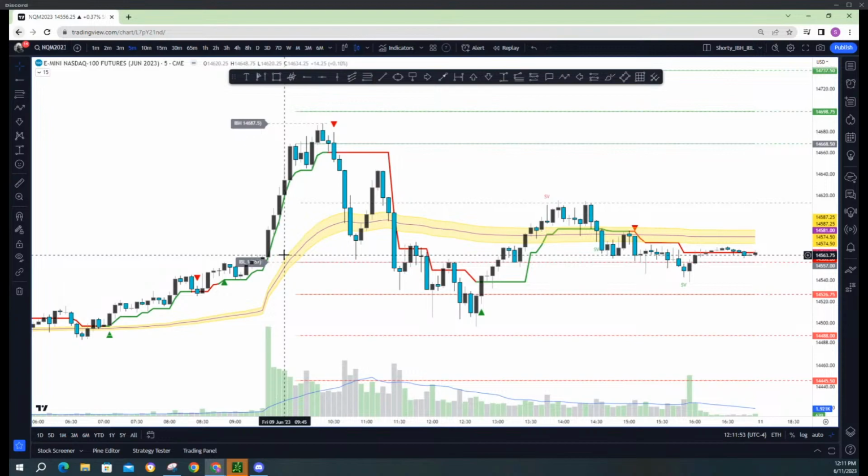You'd be surprised how much we reject and bounce off those IBH, IBLs. Oh, they're very important levels.